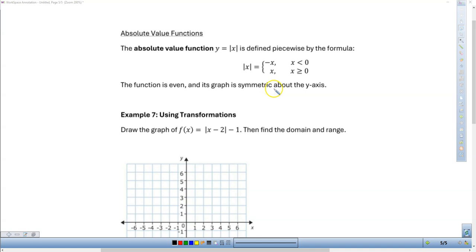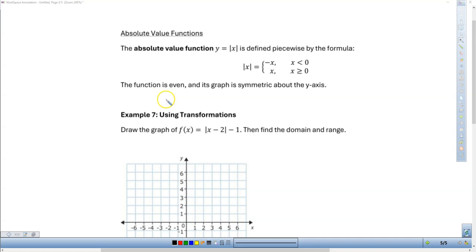Alright, so this conversation about piecewise functions is very important because one of the things we might talk about is absolute value functions. Absolute value functions, which we define as y equals the absolute value of x, mean that when we look at the negative values of x, that means x is less than 0, and the positive values of x are for when x is greater than or equal to 0.